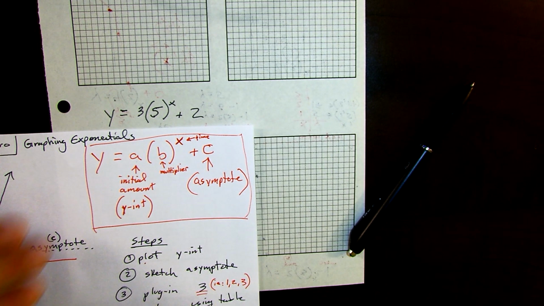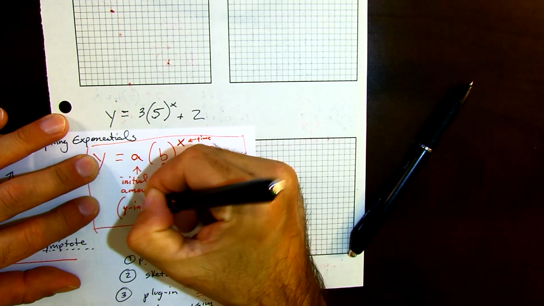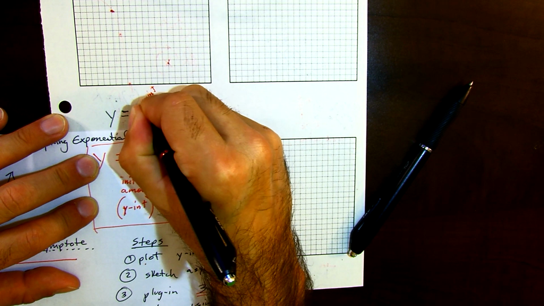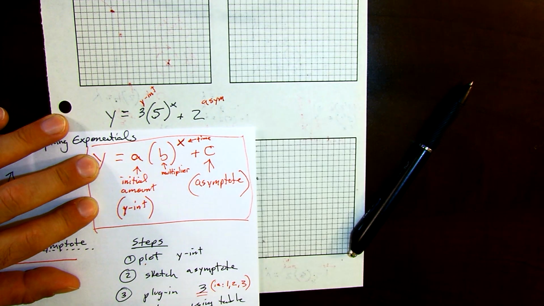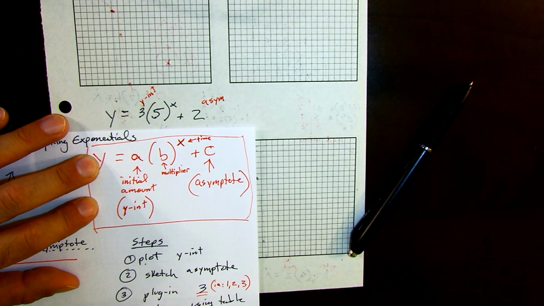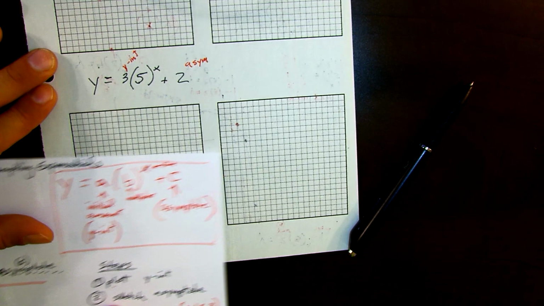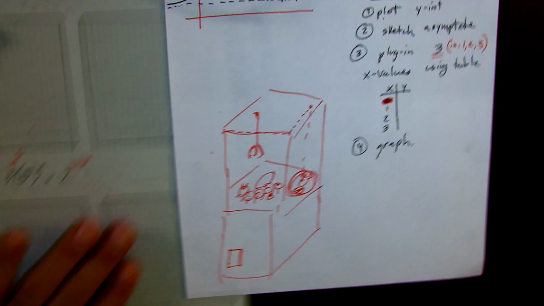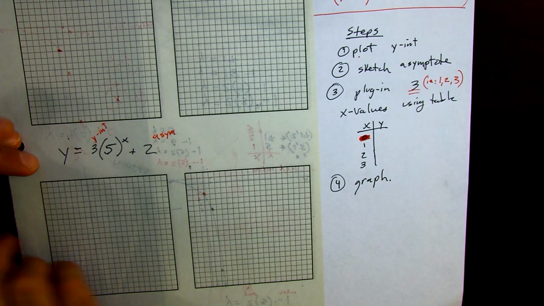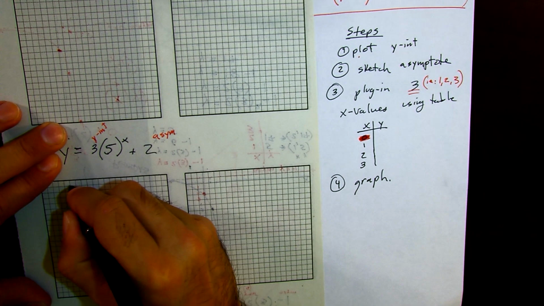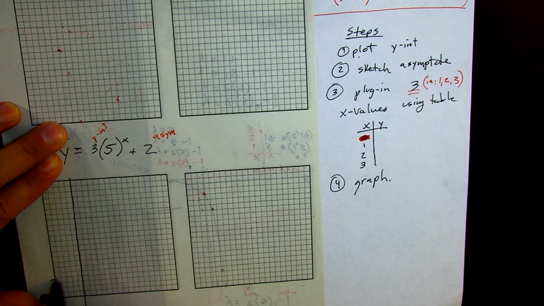Our a value is our initial amount, always our y-intercept. This is our y-intercept. This over here is our asymptote. All right, Jessica, you're on top of it. Good job. So let's do what we're learning here, and first plot the y-intercept. I need to make my graph, making sure it goes to +2.